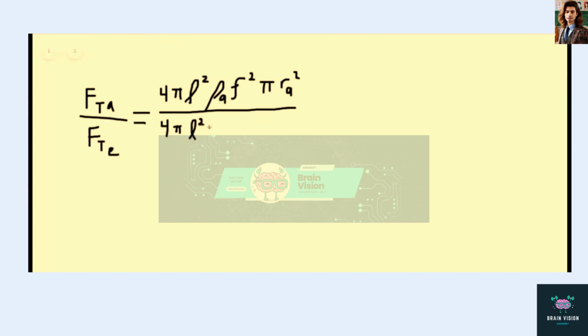This is rho E, frequency squared, pi, RE squared. Okay. Well, let's use our red here. Everything that cancels, those are all going to cancel with all of that because that's the same. Frequency squared cancels. Pi cancels. And we're left with rho A over rho E, which we know, times RA squared over RE squared.